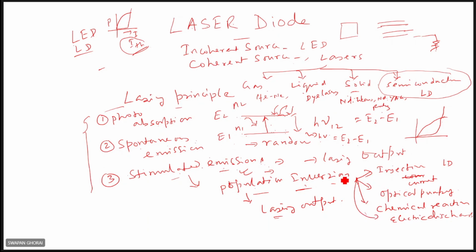So once you get the population inversion, the stimulated emission will dominate, and in turn you will get the lasing output. So this is the principle of lasing, the principle of the laser output, right? The lasing principle is based on three things: photon absorption, spontaneous emission, and stimulated emission.